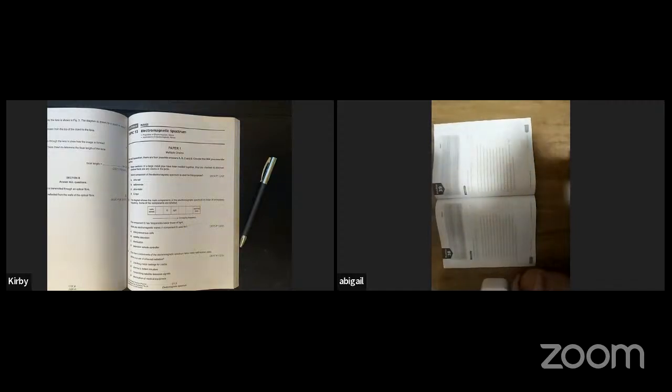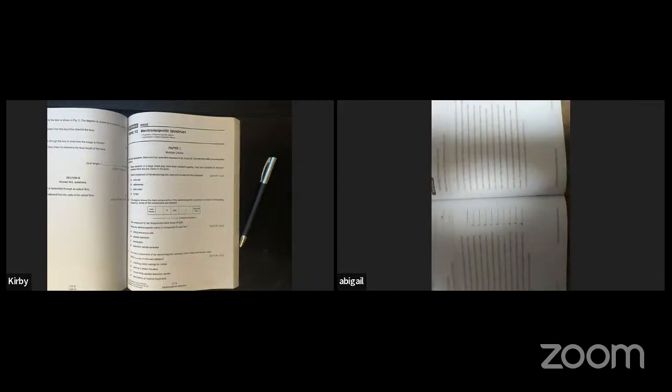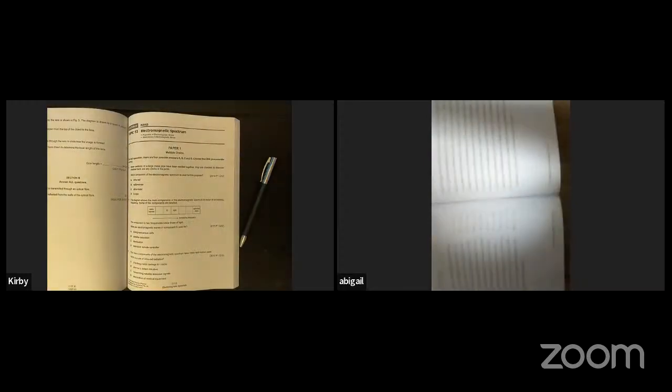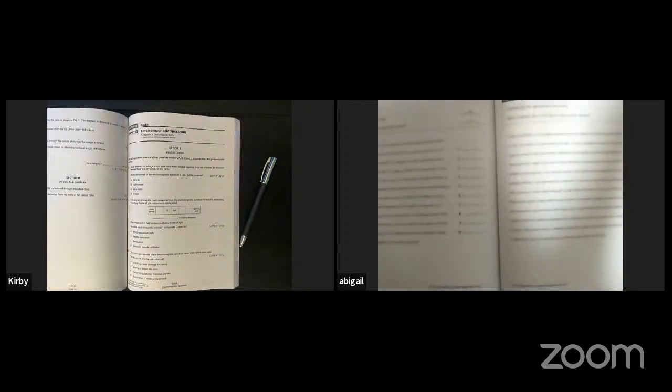Okay, very nice, Abigail. I'm seeing stuff. Please make it into landscape, Abigail. Now, Abigail, can you see your video on your own laptop? You're muted. Can you see the difference between Kirby's video and your video? That's the problem we're trying to solve. We're trying our best to solve this so that I can see your working better.